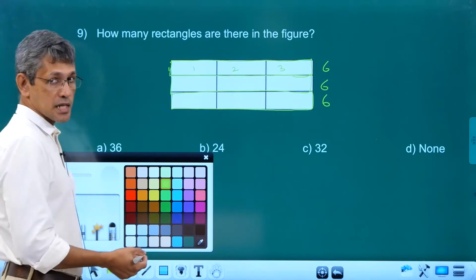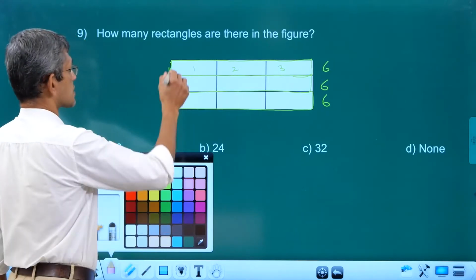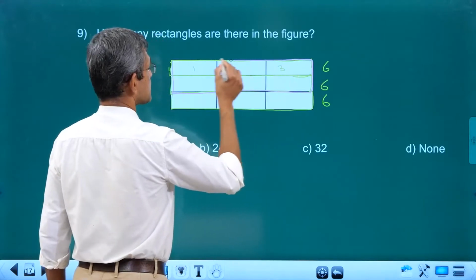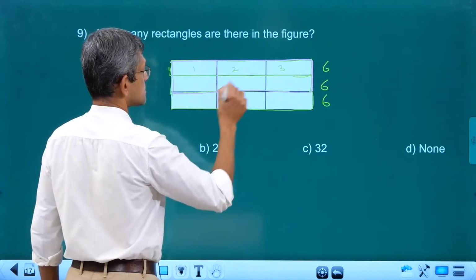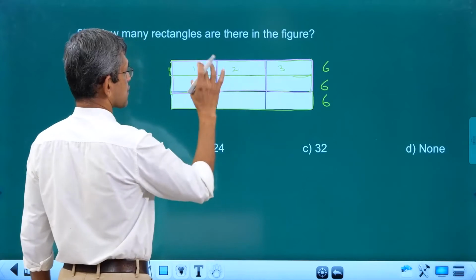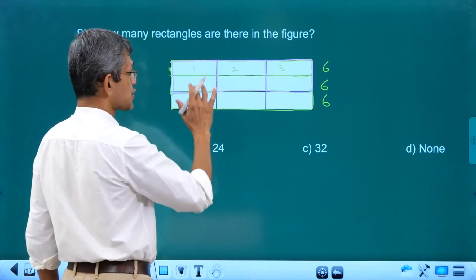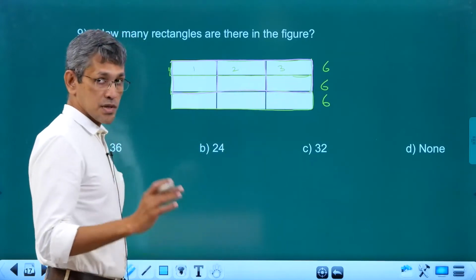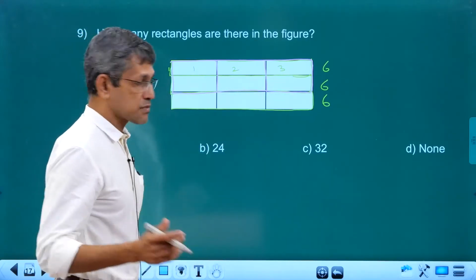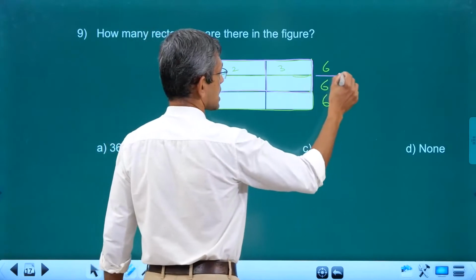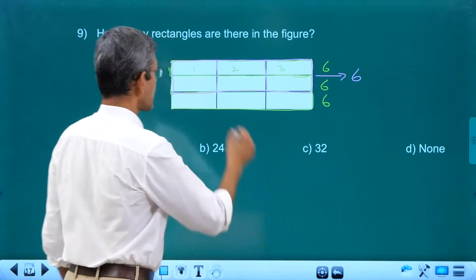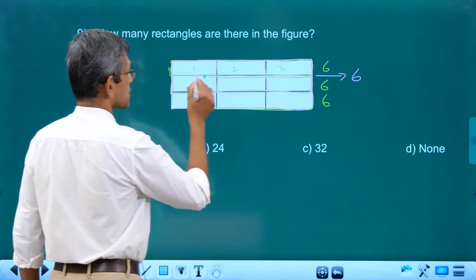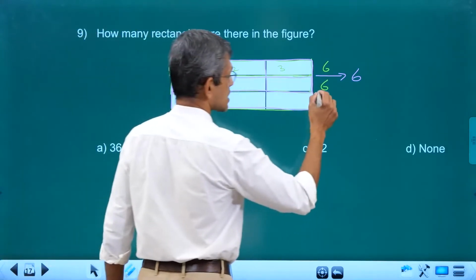Now we have to combine them as well. How do we combine them? These two sets together, take it this way. So these two together, we take it as a rectangle. So 1 rectangle, 2 rectangles, 3 rectangles. Same method we apply, n into n plus 1 by 2, you get these two combined, you get 6. Now we have to combine these two combined. So when we combine these two, again we get another 6.